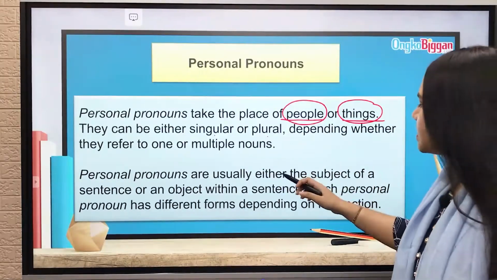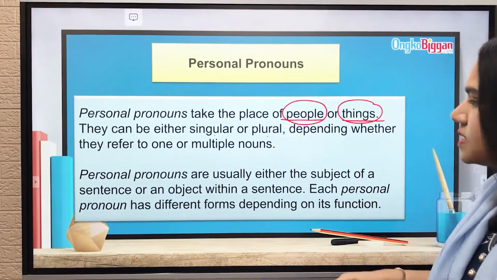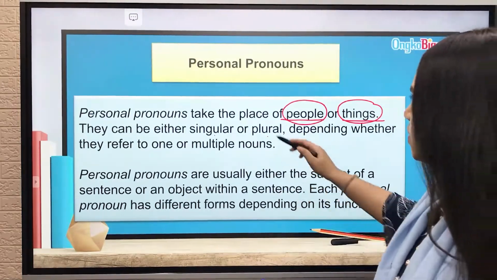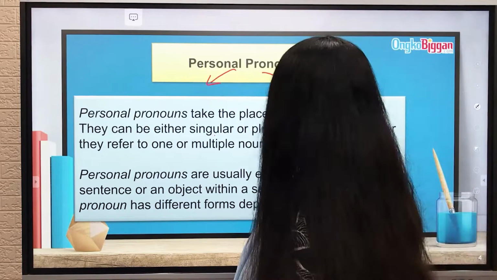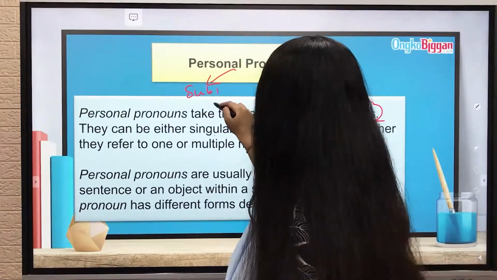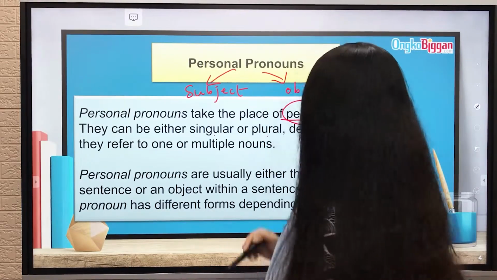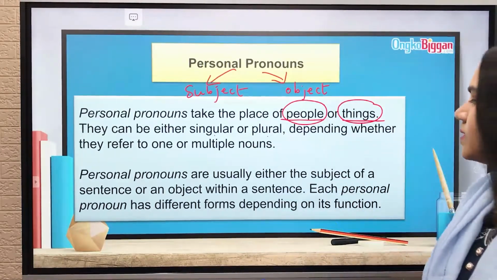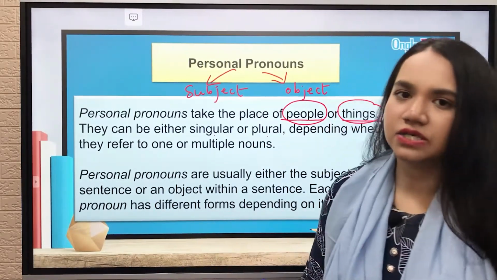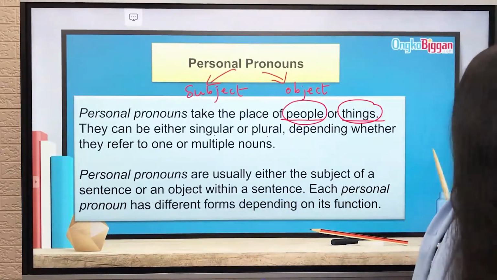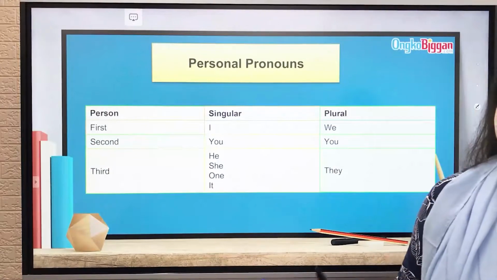Personal pronouns are usually either the subject of a sentence or an object within a sentence. So we know that personal pronouns are of two types. It can either be the subject of a sentence or it can be the object of a sentence. Now, each personal pronoun has different forms depending on its function. It can either be singular or plural. It can be a subject or an object. Let's look at a few examples.